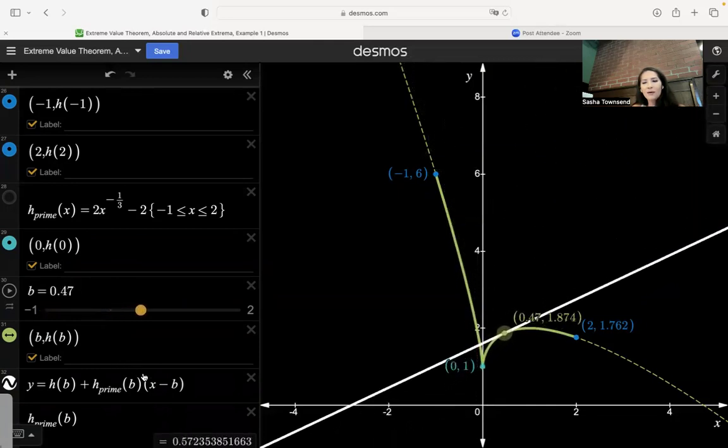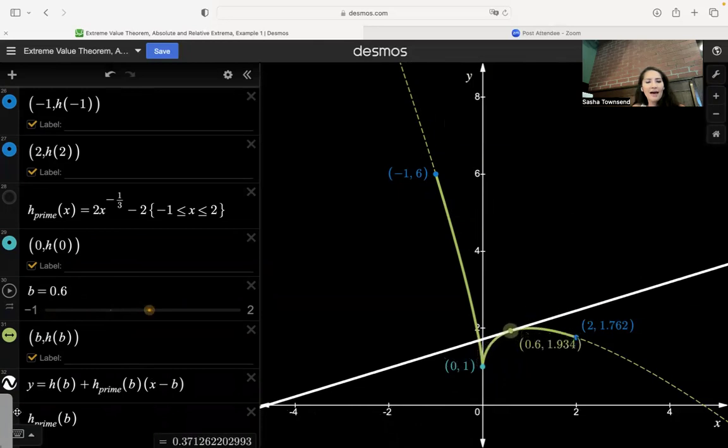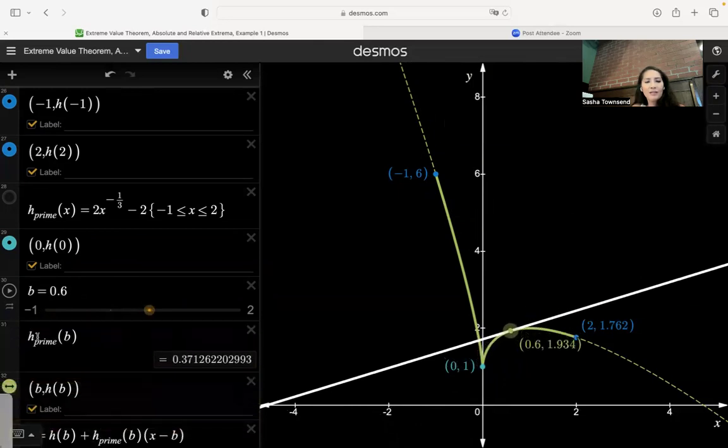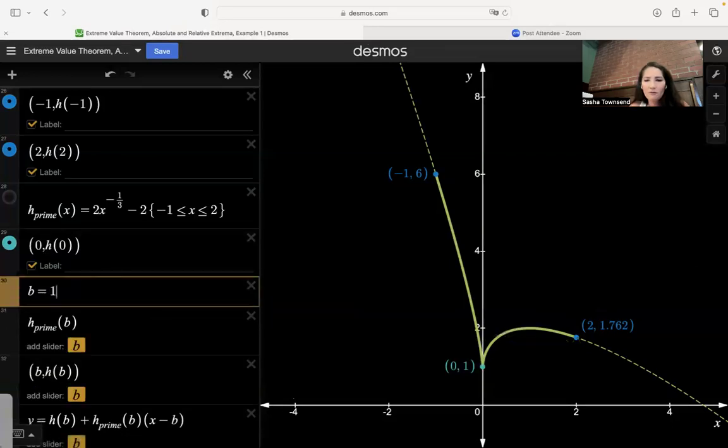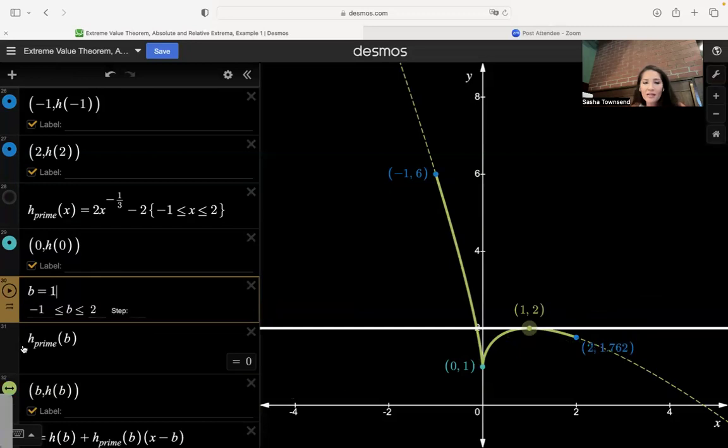Now I'm trying to find a point where the slope is 0, and I've added this little cell right here, which actually computes the slope at that particular x value. I think the slope is 0 right here, and it looks like x equals 1 to me. So let's type in x equals 1 for b. And look, h prime of 1 is equal to 0.